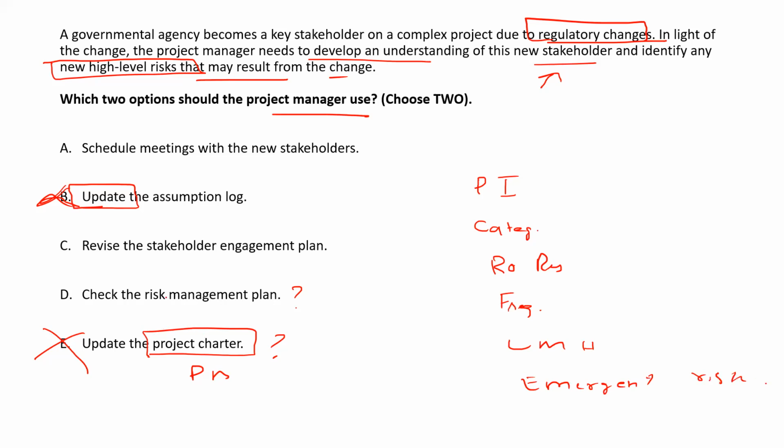So the best answer which meets here is what? A, schedule the meeting with the new stakeholder to understand. And the first thing is revise the stakeholder engagement plan. If they said select three answers, then yes, D could be the correct answer. If I rank them, this is number one, this is number two, and this is number three by priority. They are asking only two. So one and two. Schedule the meeting and revise the stakeholder plan, because what is happening?